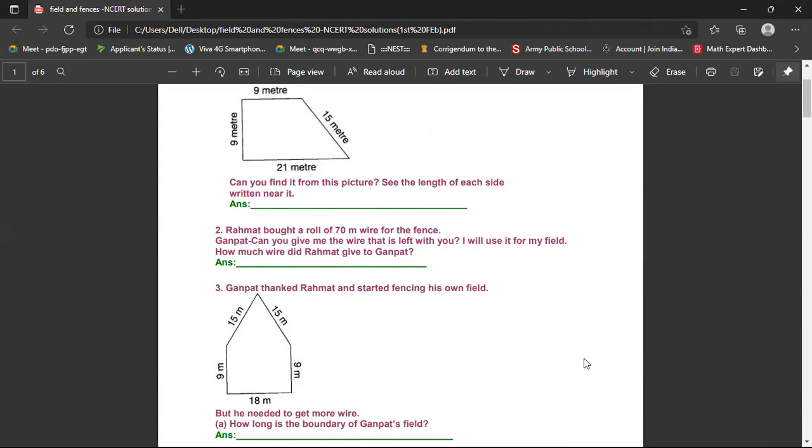First question is clear, I think. Perimeter and boundary means you have to add all the sides. You had to add all four sides. Sir, we should write, sir. Huh? Who is that asking? May I know who is asking that question?